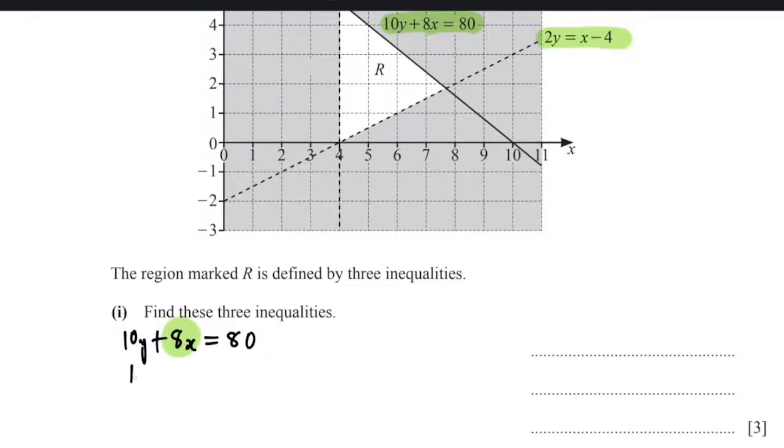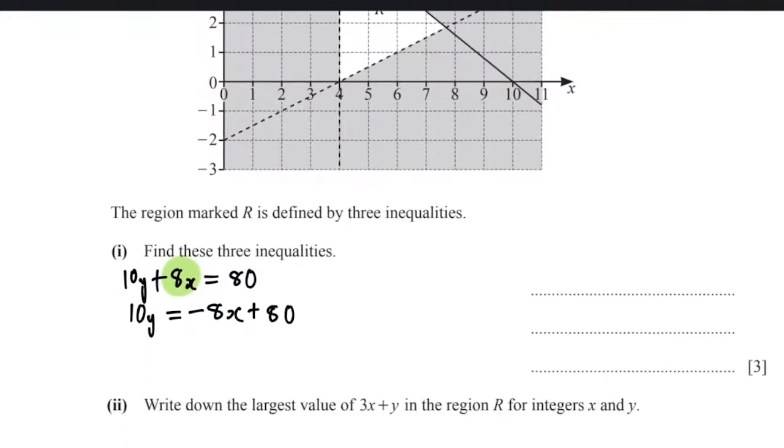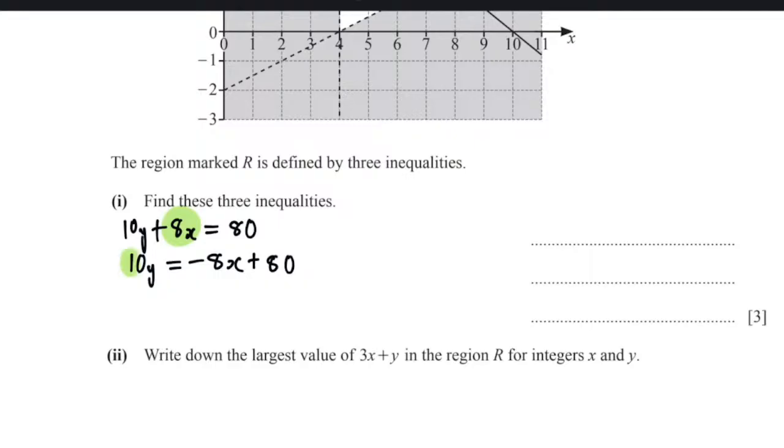So here you're going to remain with 10y is equal to, this 8x is positive, when it goes it's going to be a negative 8x. Then this 80 is positive, so it will be plus 80. So it will be negative 8x plus 80. You almost have it in the correct form. One more thing. Take the 10 to the other side.